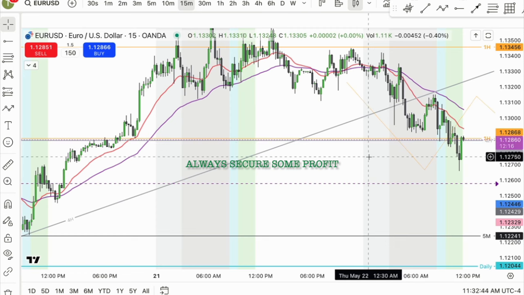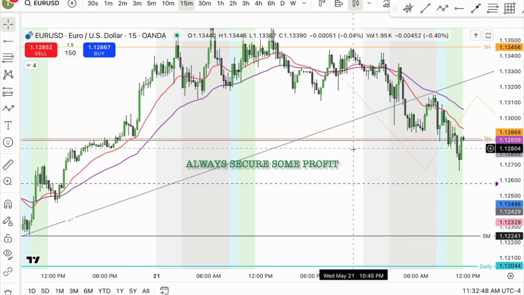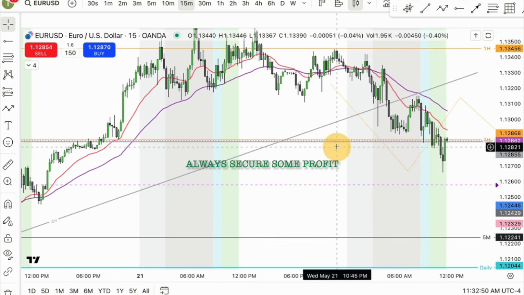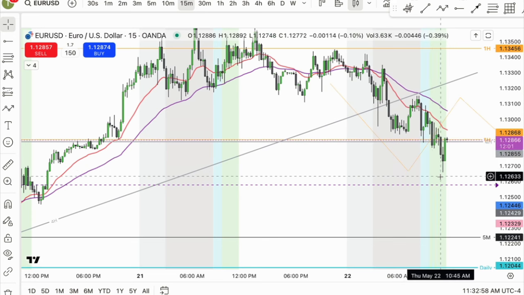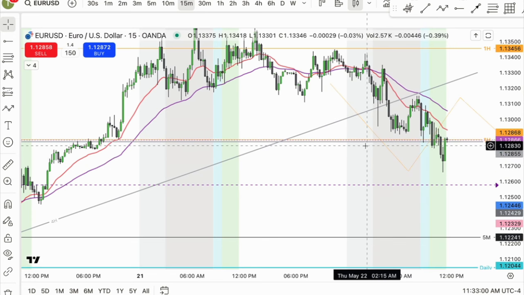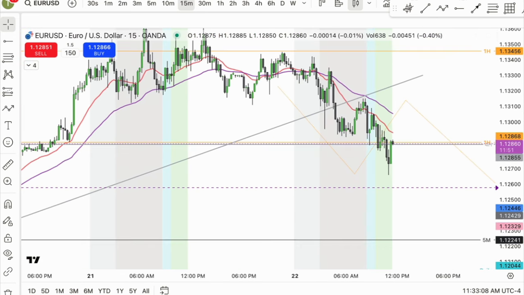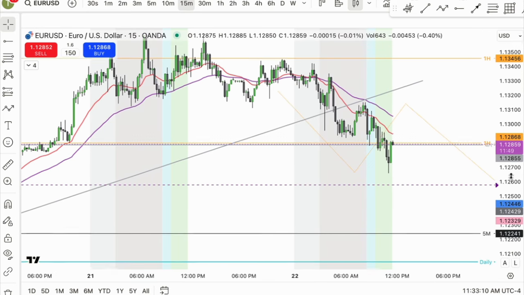One of the good things is that we did secure something because our stop loss was in profit. So that's one good thing about moving your stop loss down once price goes beyond a level of resistance or support, is that if it does reverse, as it did in this case, you still secure some profit. So this was ultimately a winning trade and a good trade.